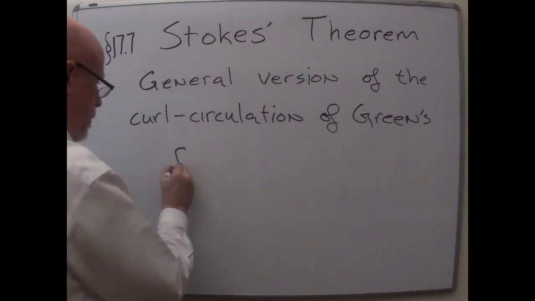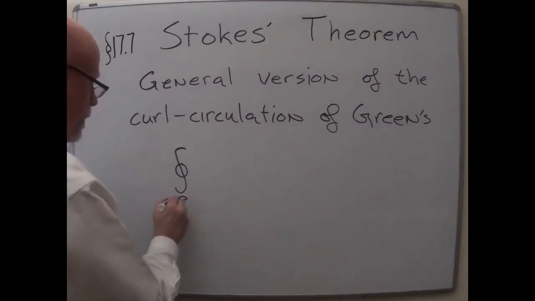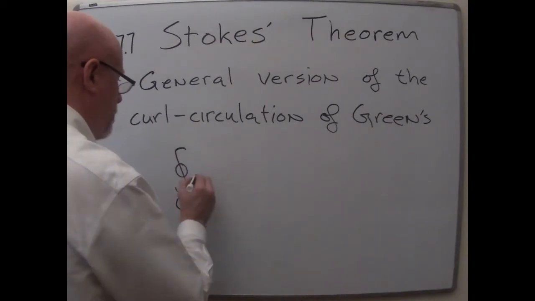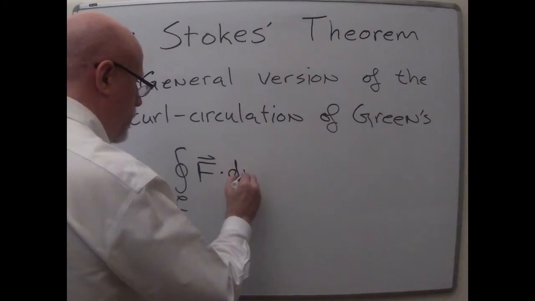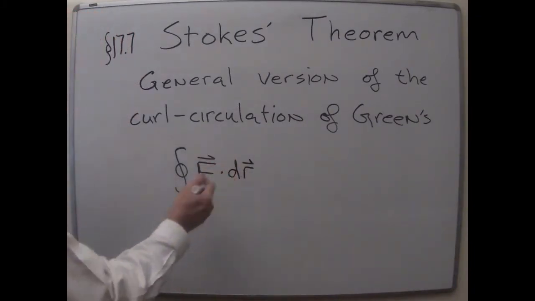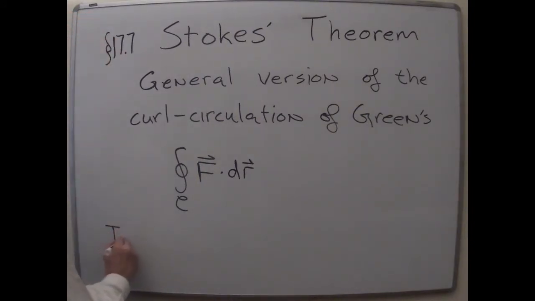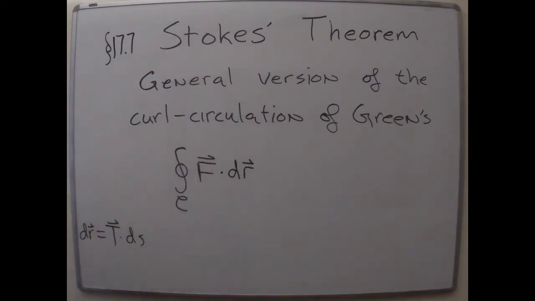The circulation, a closed integral around the boundary of some surface, let's call it a curve C, is of a vector field taken with respect to arc length along the curve. We'll usually write dr for T dot ds equals dr. Anyway, that's the shortened version of it, F dot dr, the differential arc length.